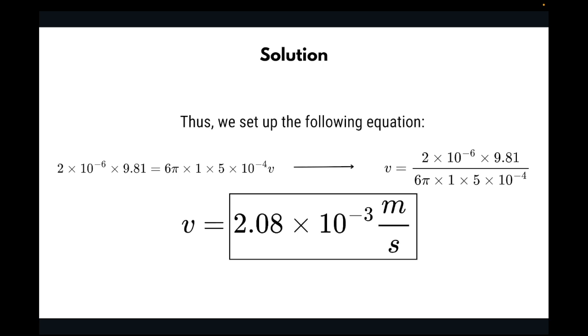So then we rearrange the equation to isolate v, and we get this expression right here on the right. And finally, when you simplify that, you will get that the velocity is going to be 2.08 times 10 to the negative 3 meters per second. At that point, it will stop accelerating downwards.